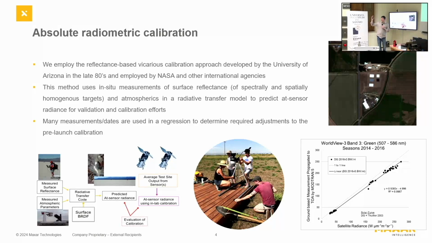Anything above like 90% reflectance is very, very bright. So depending on the geometry, you might saturate.